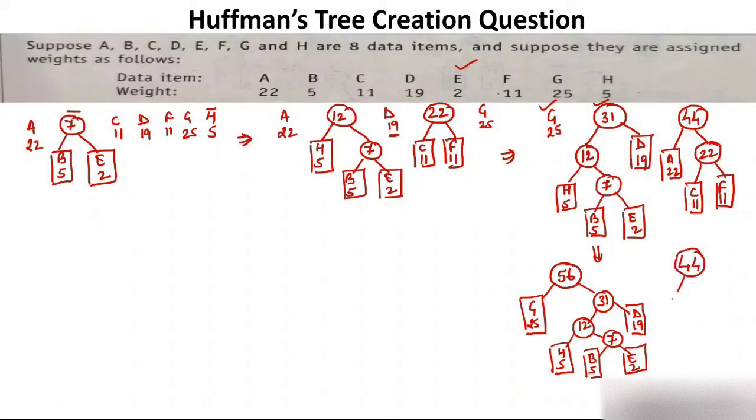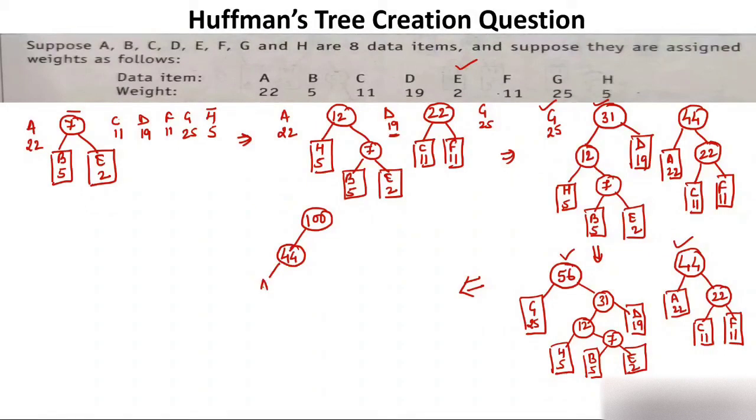44, then A22, and then 22, then you have C11, and then F11. Again you have to choose two minimum weights. Now you have no option, you have only two weights. Now you add this. The moment you add this, you will get 100. Fine, let me make it a little bit upper. So now left of 100 I'm using 44.